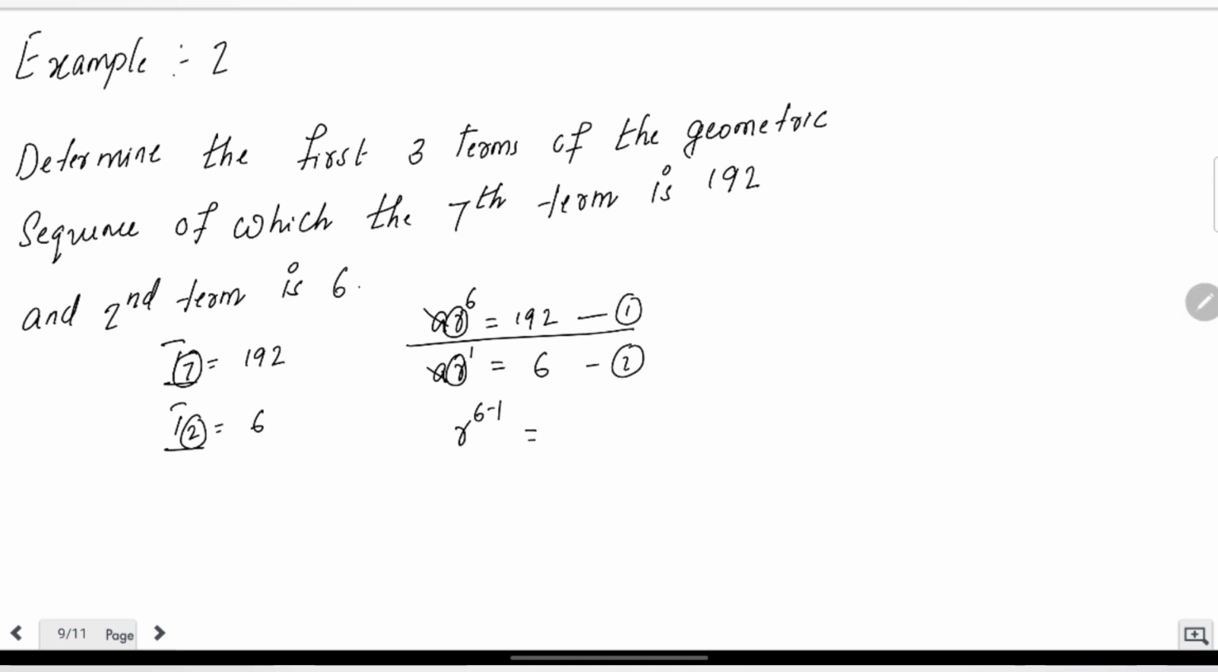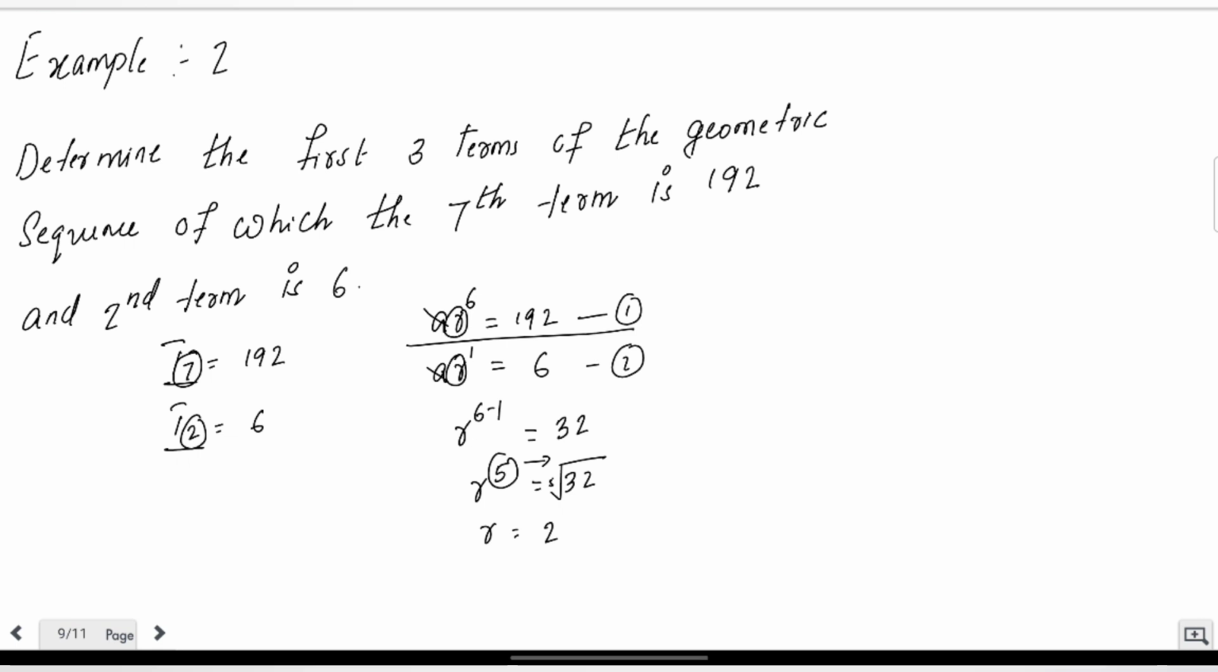6 minus 1 is equal to 192 divided by 6, which will give you 32. So we got it. That is r to the power 6 minus 1, which is 5, is equal to 32. Therefore, r is equal to the fifth root of 32, which is going to be 2. When you send the 5 to the other side, it becomes the fifth root. Or 32 we can write as 2 to the power 5. So we can even use the comparison method to find the value of r. So we got r.